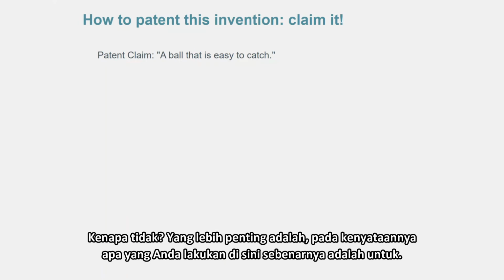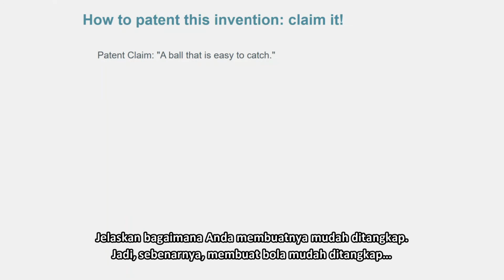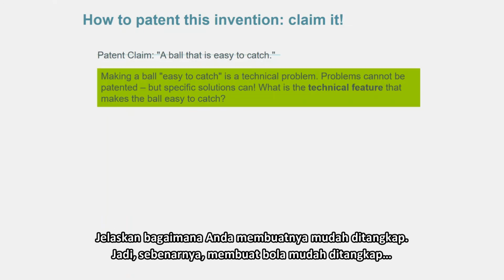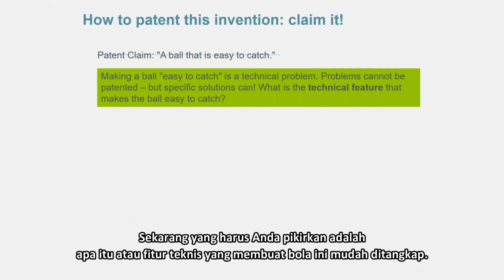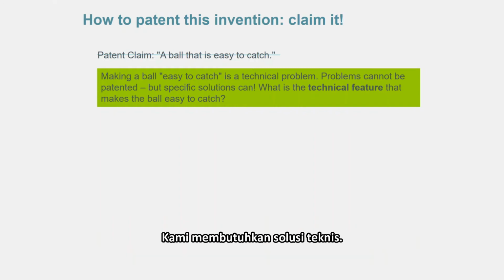More important is that what you did here is to describe how you made it easy to catch. Making a ball easy to catch is a technical problem. Problems cannot be patented, but specific solutions can. So now you have to think about what the technical feature is that makes this ball easy to catch. So we need a technical solution.